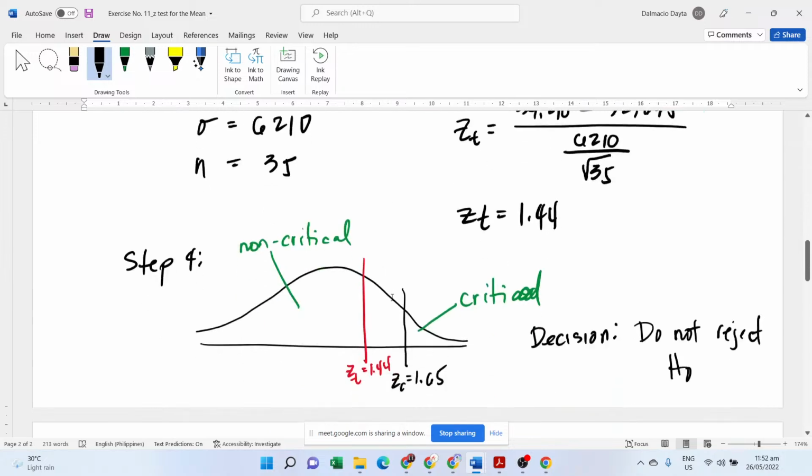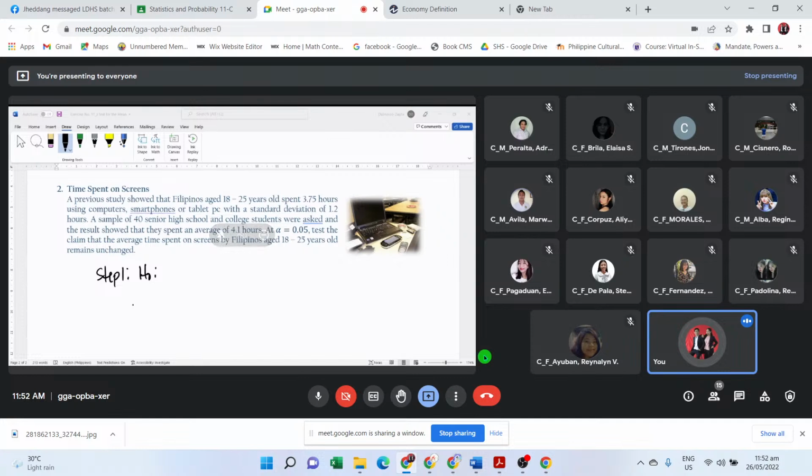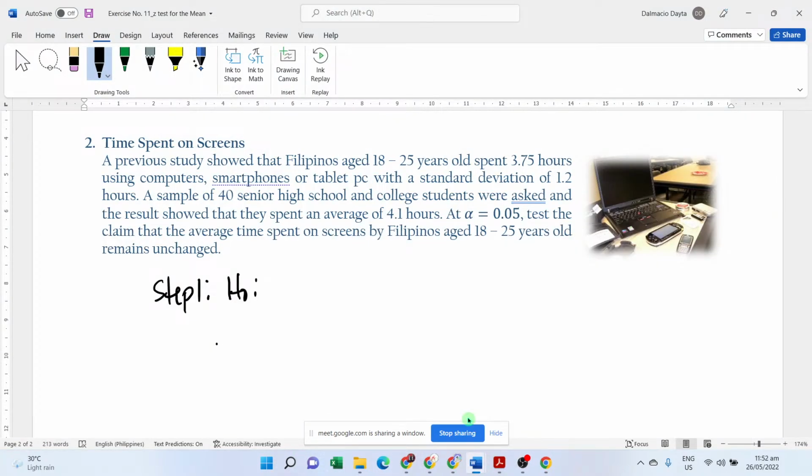Okay? O, paano kaya natin gagawin dito sa problem number 2? Sige na. Someone, please, raise your hand. Hello. Try lang. Okay lang matakot magkamali. Try lang. Hello, may kausap ba ako? Go ahead, Nixon. Null hypothesis is mu equals to 3.75 hours.